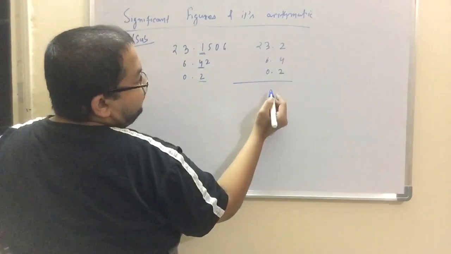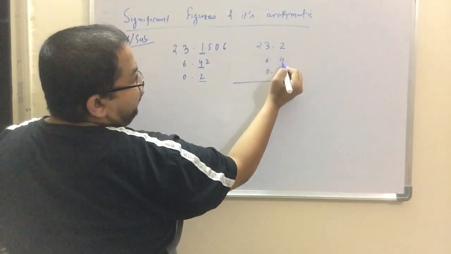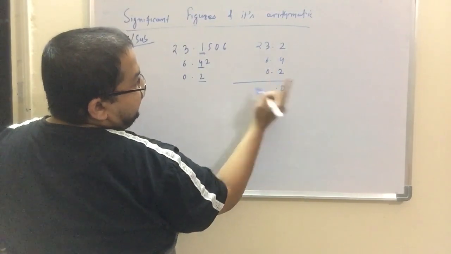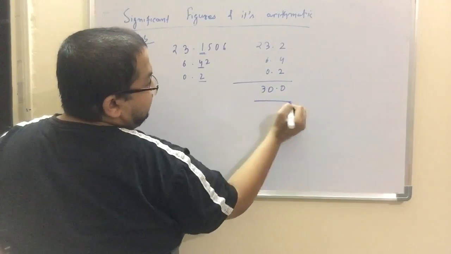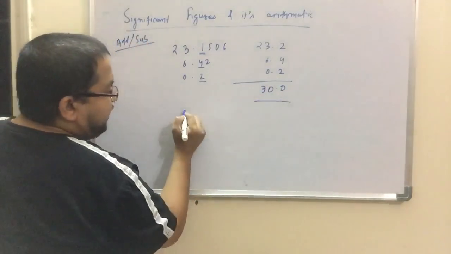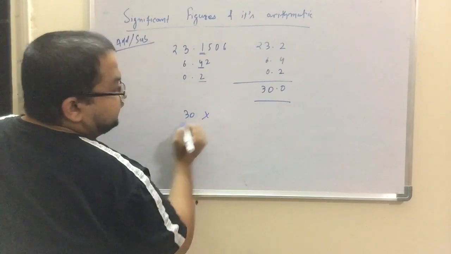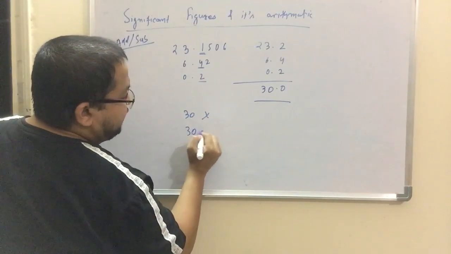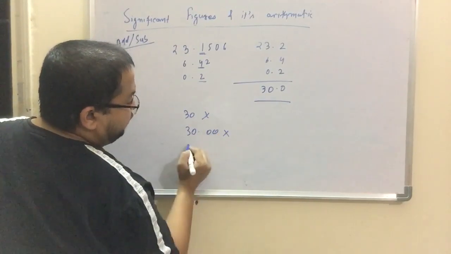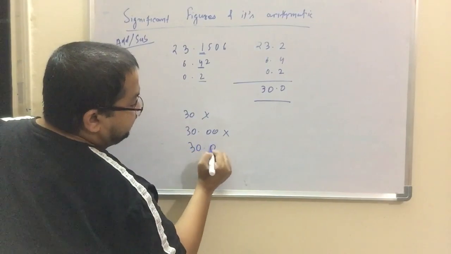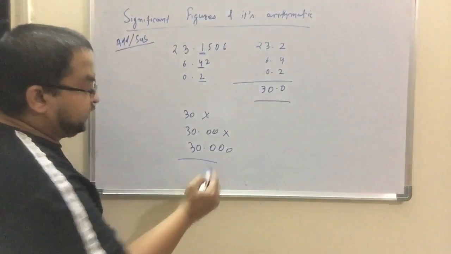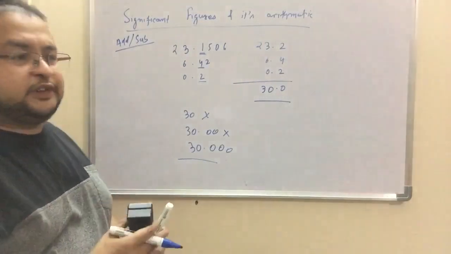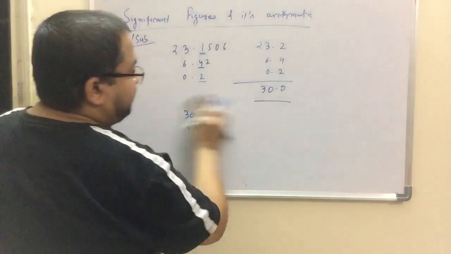Now if we add them, this is 2 plus 4 plus 2, 10. I get 1 here and this becomes 30. So the answer is 30.0. Don't make it 30, this is wrong, or don't make it 30.00, this is wrong, or obviously not 30.000. So here we come to the end of the first chapter, units and dimensions.